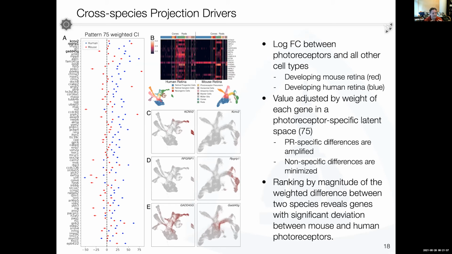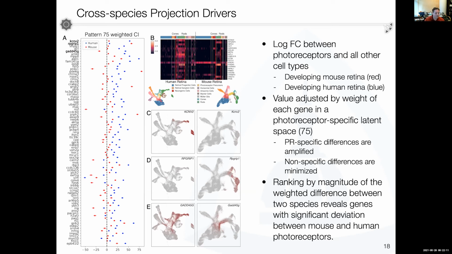And just to give you an example here of how we've applied this, and unfortunately I don't have time to go into the details, we apply this pattern driver statistic to developing mouse retina and developing human retina. And if we look at the gene expression differences between photoreceptors and all of the cells, we can use this, and also through the lens of a particular pattern here, 75, which is a photoreceptor specific pattern, we can actually weight the fold change difference based on the gene usage in the pattern and prioritize and basically rank genes that are different between these two species.